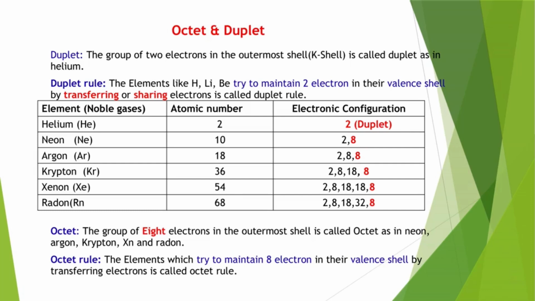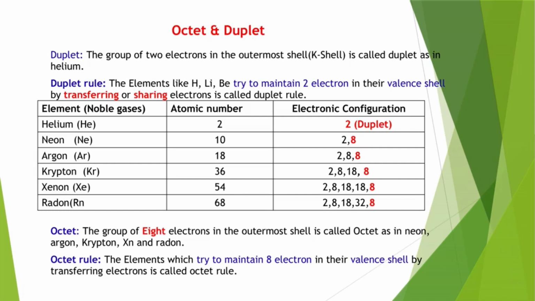So, the duplet rule definition is written there. The elements like hydrogen, lithium, beryllium try to maintain 2 electrons in their valence shell by transferring or sharing electrons, which is called the duplet rule. So, the elements which are shown here are all called noble gases. Why are they called noble gases? Because their outermost shell is complete, okay, they are stable. So, about the duplet it is clear, having 2 electrons and stable.